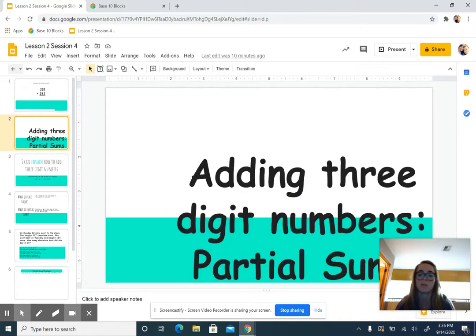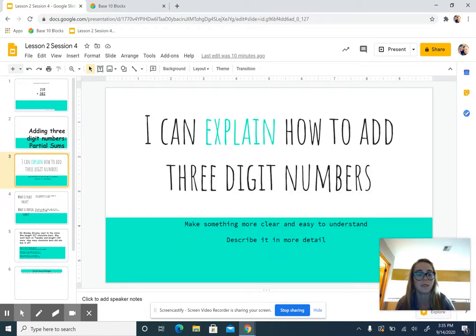Adding three-digit numbers, partial sums. Today we're going to be looking at a different strategy that teaches us a new way to add three-digit numbers. Let's look at our learning target. This says I can explain how to add three-digit numbers.